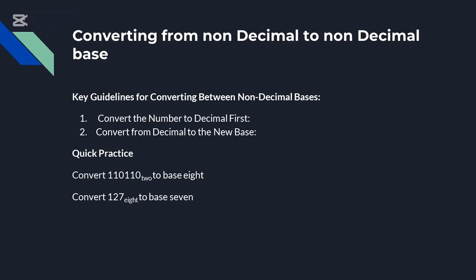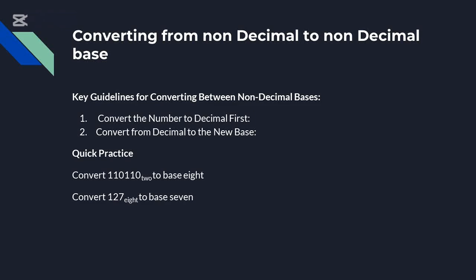So let us look at how you convert from a non-decimal base to another non-decimal base. The key concept is: when converting from a non-decimal base to another non-decimal base, what do you do? First, convert the number to decimal, then convert the decimal to the new base. So I expect you to do the conversion of this quick practice here: 11010 base 2 to base 8, then convert 127 base 8 to base 7.